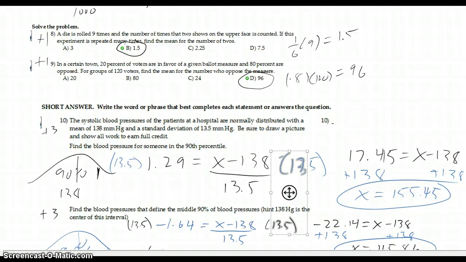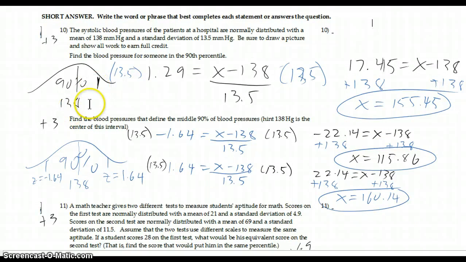All right. Number 10, and now we're looking at the normal distribution here. Draw the normal distribution, 138 in the middle. Essentially, we're trying to find the cutoff for the top 10% or the bottom 90%. And if you look in your Z table, 1.29 is pretty darn close to the 90th percentile. I accepted 1.28 as well. And then we set up our Z score formula here. So Z, which is 1.29, equals X, which we don't know, minus 138, which is the average, divided by the standard deviation. We do a little algebra here. Multiply both sides times 13.5, add 138. And so 155.45 is the 90th percentile for blood pressure.